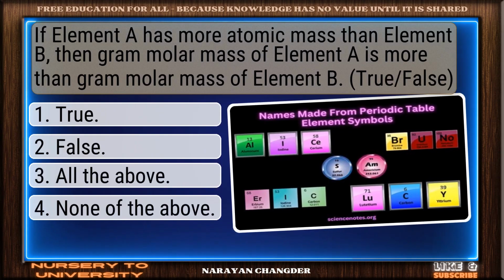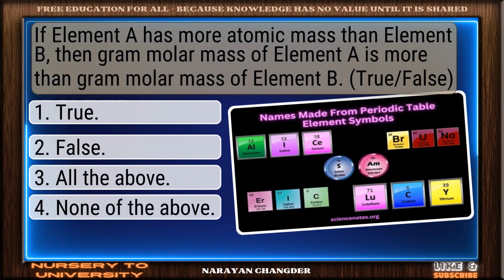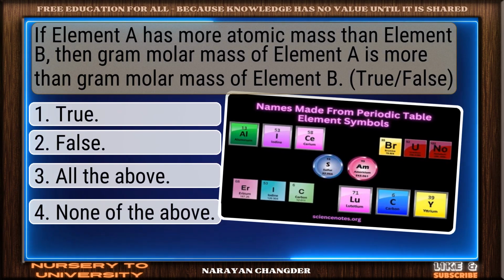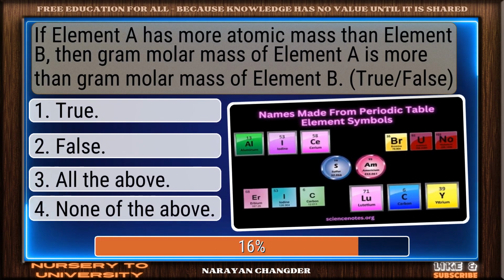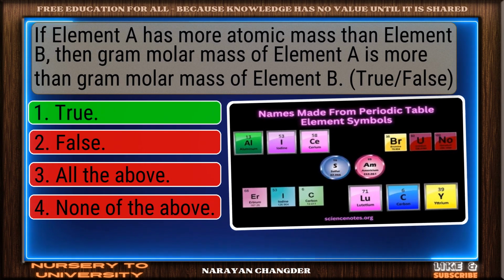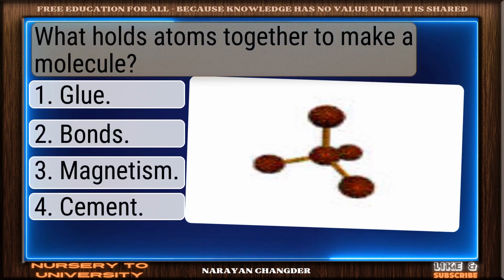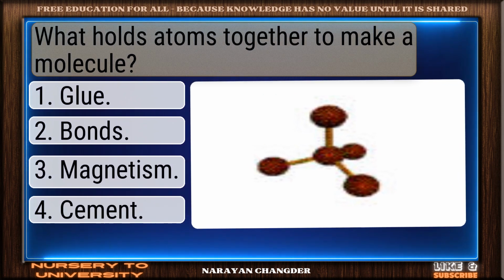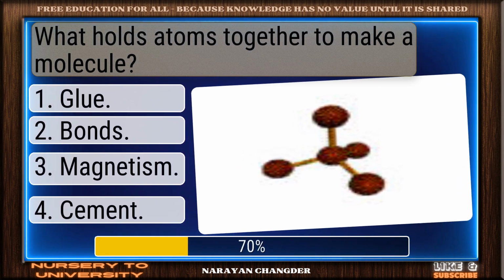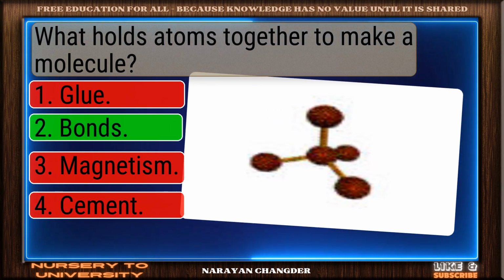Question number 27. If element A has more atomic mass than element B, then gram molar mass of element A is more than gram molar mass of element B. Correct. True is the right answer. Question number 28. What holds atoms together to make a molecule? Well reasoned. Bonds is the correct choice.